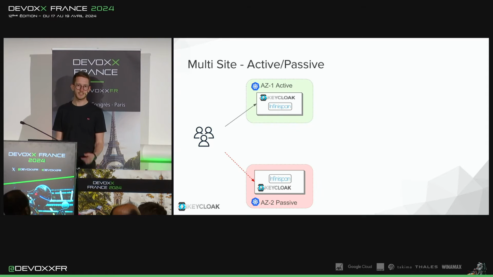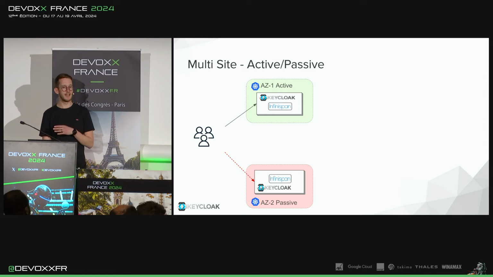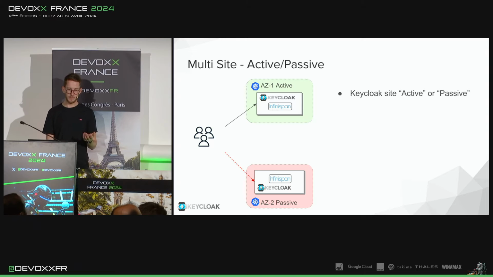So we actually start by simplifying the model, and the way that we do that is we designate one site as active and the other site as passive. And what does this mean? Basically, the active site is now responsible for handling all user requests, whereas the passive site is there entirely for redundancy purposes.